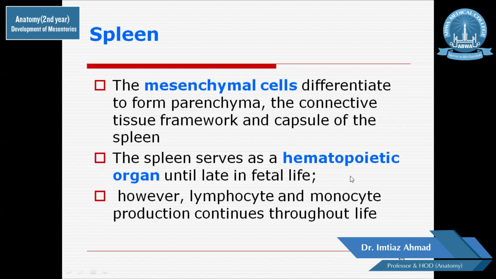The function: it acts as a hemopoietic organ until late in fetal life. However, lymphocyte and monocyte production continues throughout life. So the hemopoietic function stops at the end of the fetal life, while the production of the lymphocytes and monocytes continues throughout life.